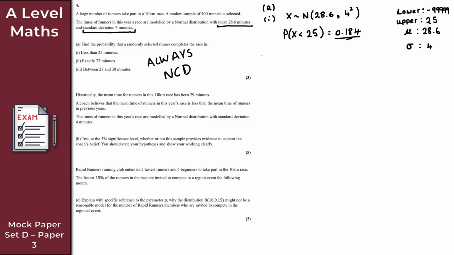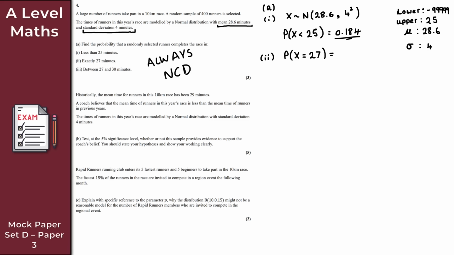A part 2 then, even easier because you actually don't need your calculator for this. A common mistake here is to try and use NPD because it says exactly 27 minutes. But be careful here because the normal distribution is a continuous distribution, right? And for a continuous distribution, we can't have the probability of our random variable x being equal to an exact value, okay?